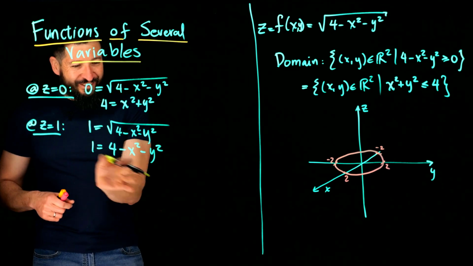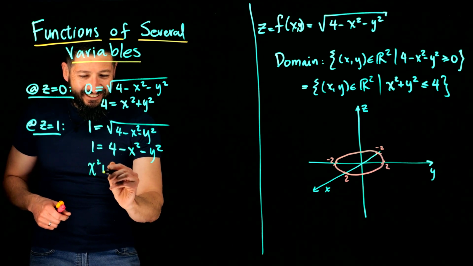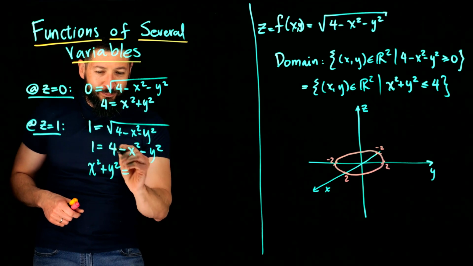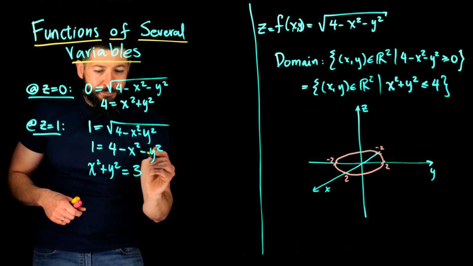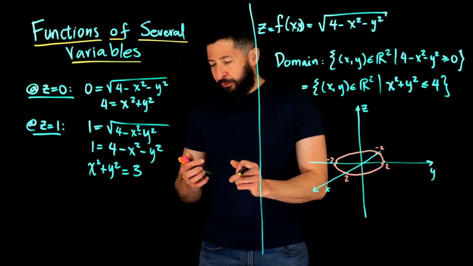Anyways, so I'm going to add the x squared plus y squared on both sides, and I will obtain this, and then I'm going to subtract 1 on both sides. So I'm going to have 4 minus 1, which is 3. So that's going to be a circle of radius square root of 3.